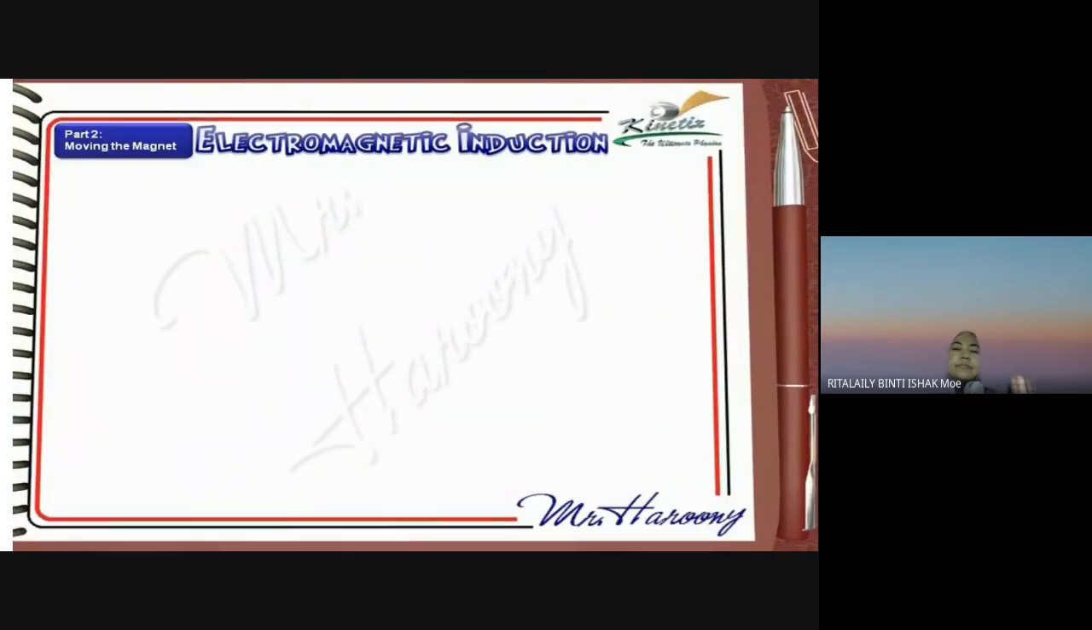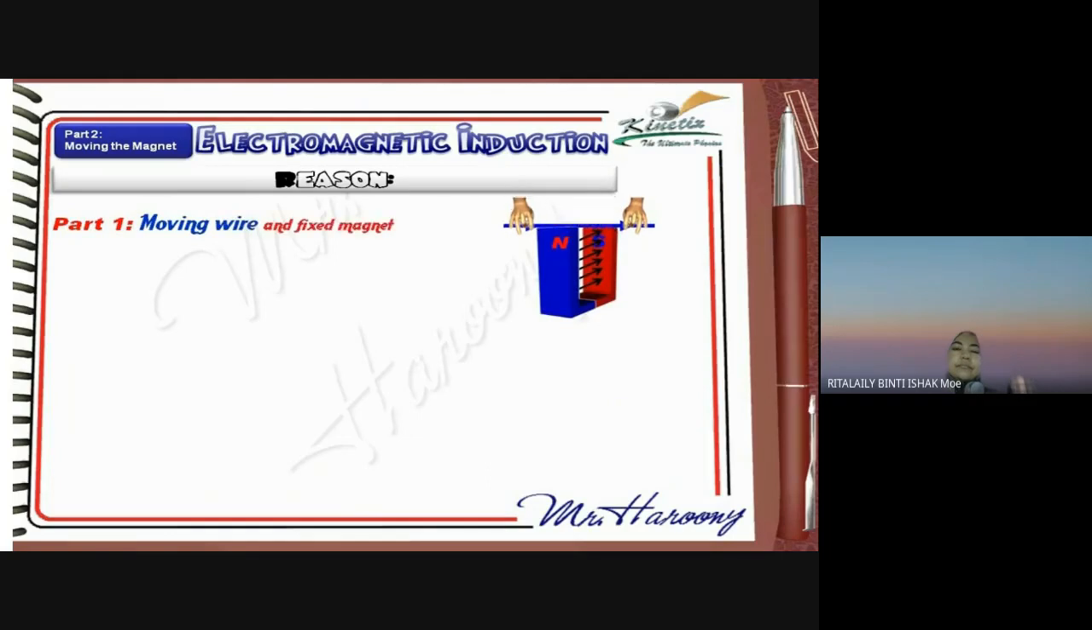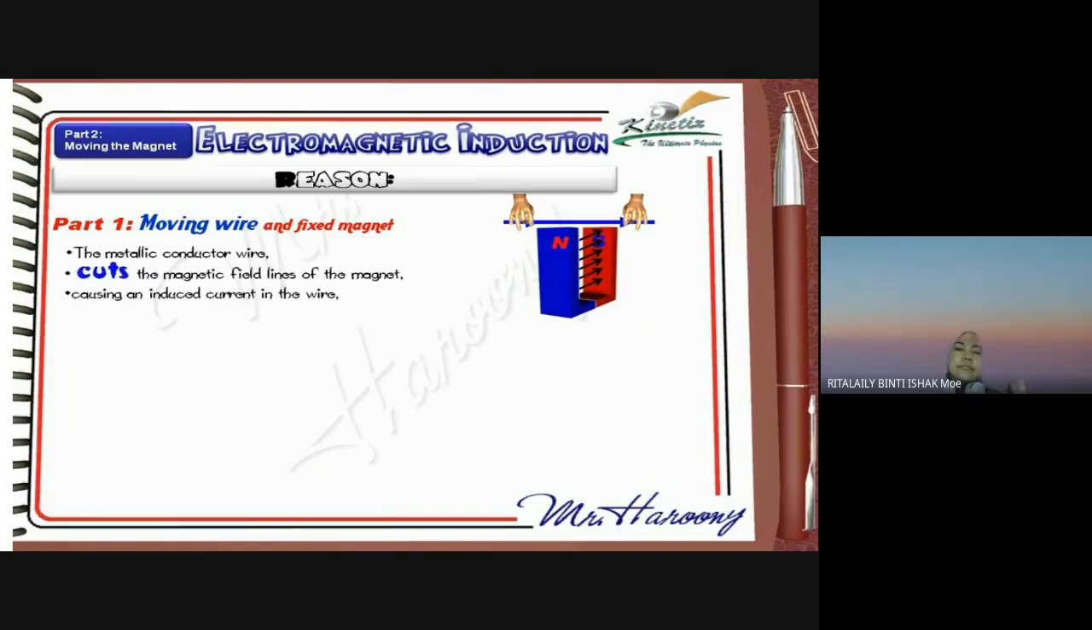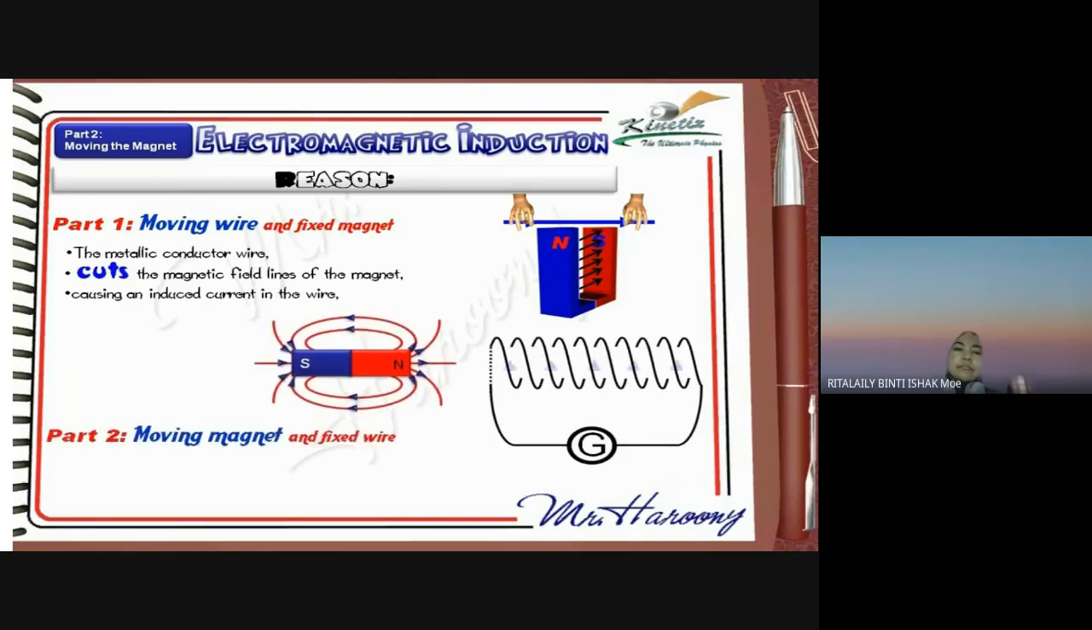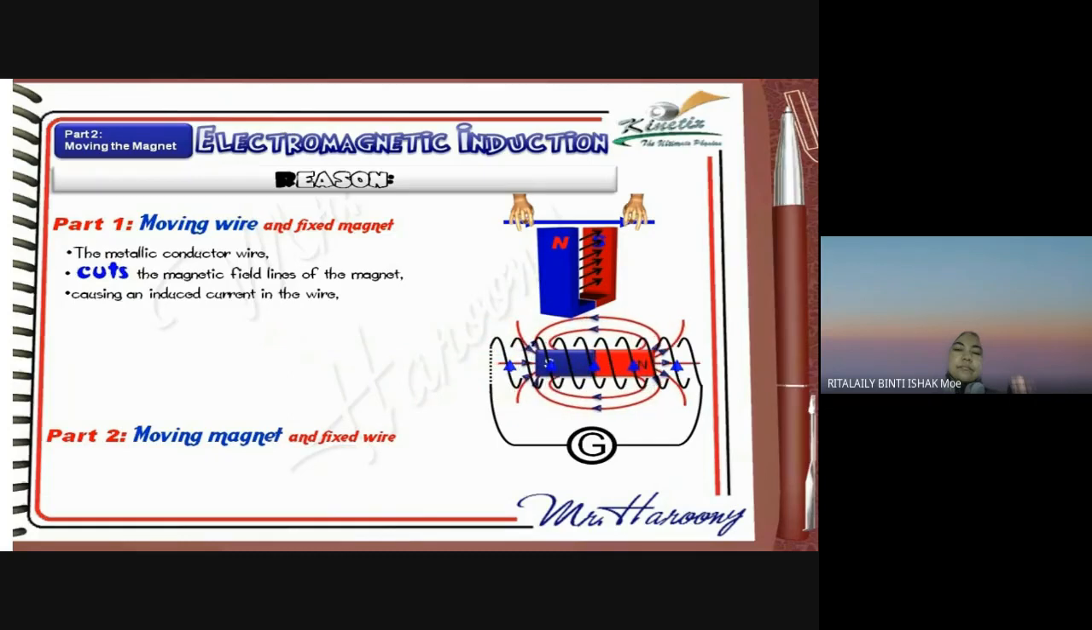Now we need to know the reason why moving a magnet towards a wire can cause an induced current. Remember in the first part, our case was a moving wire with a magnet in place. This process produced an induced current, which is explained as follows. The metallic conductor wire cuts the magnetic field lines of the magnet, causing an induced current in the wire. But now in part 2, the magnet is the moving part, while the wire in the form of a coil is the fixed part. And this also can be explained the same way: the metallic conductor wire cuts the magnetic field lines of the magnet, causing an induced current in the wire.